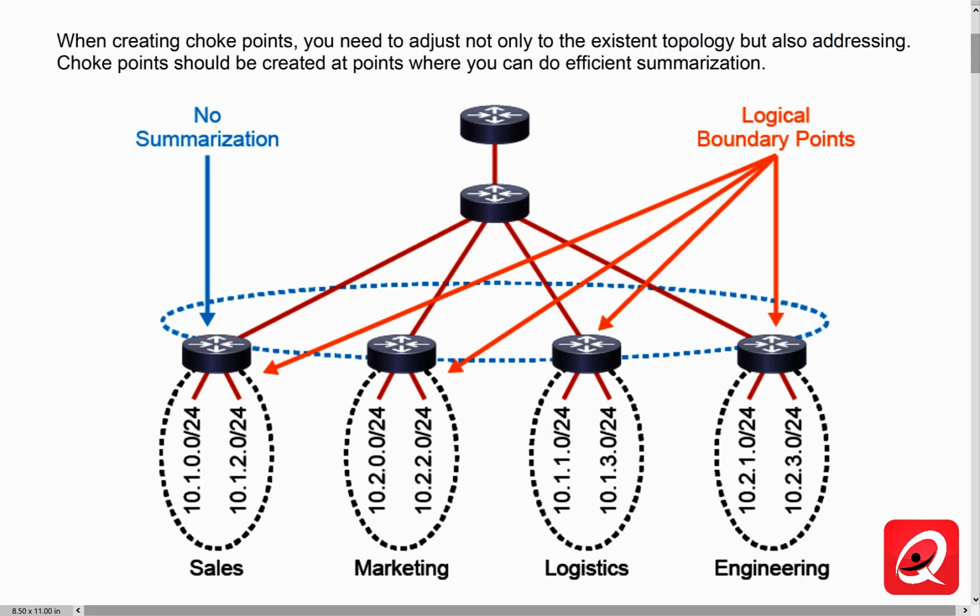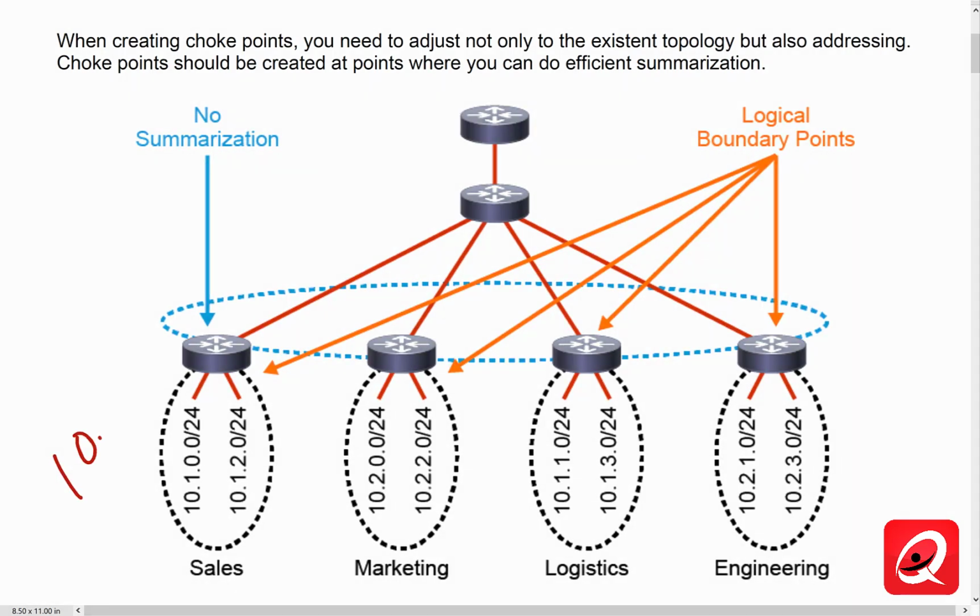By establishing the choke points at the sales router, the marketing router, or the logistics router, we could potentially do summarization there. Could I summarize sales 10.1.0 to 10.1.2? That would have to be a block of 8. I could not do a block of 4 because 4 would go from 0 to 3. So it would have to be a block of 8. And unfortunately, we couldn't do that, right?